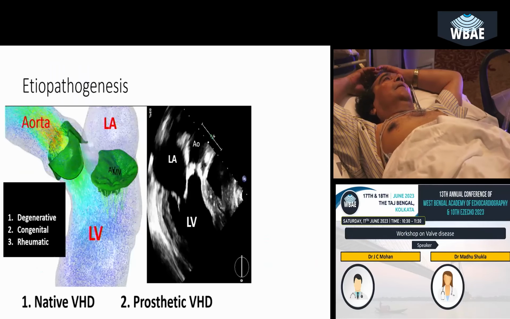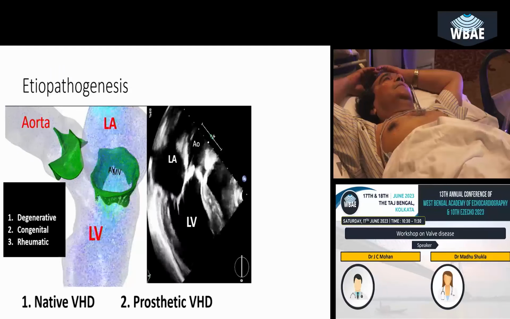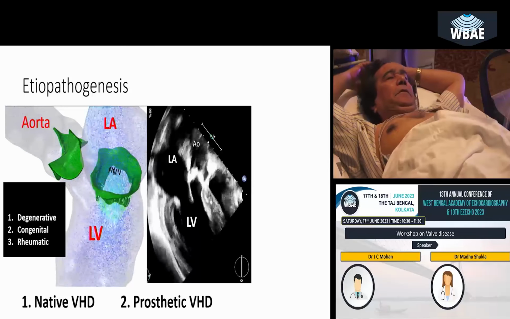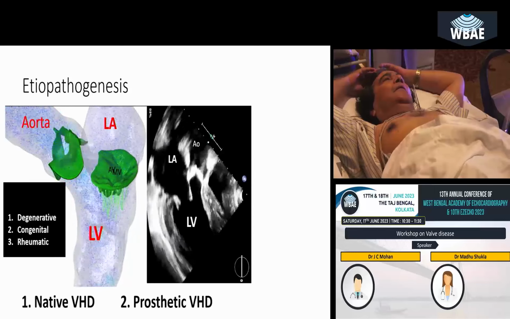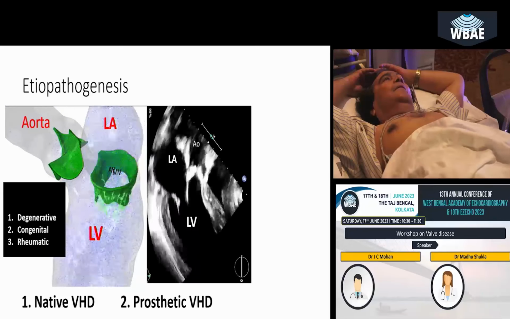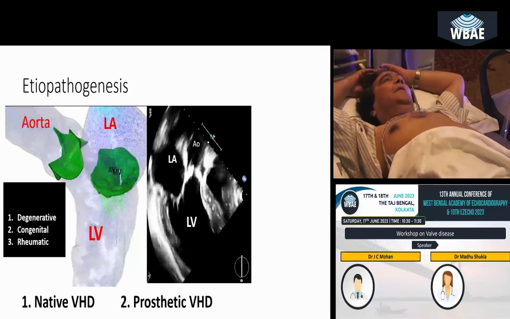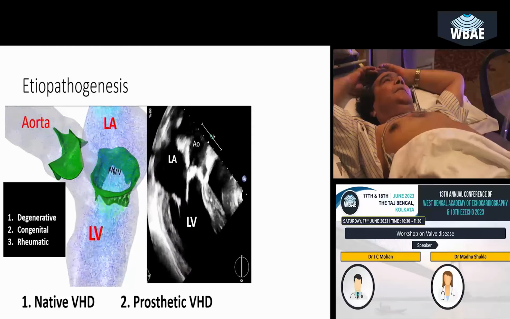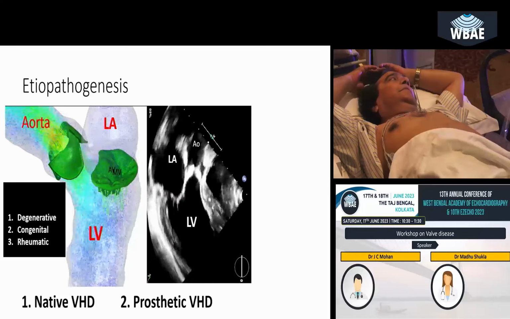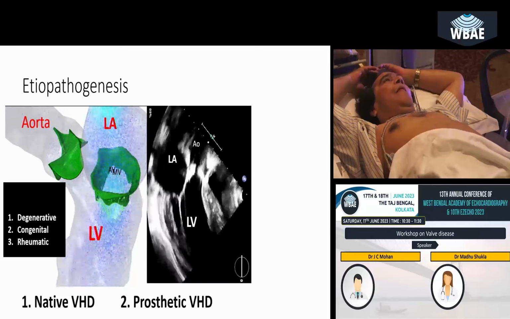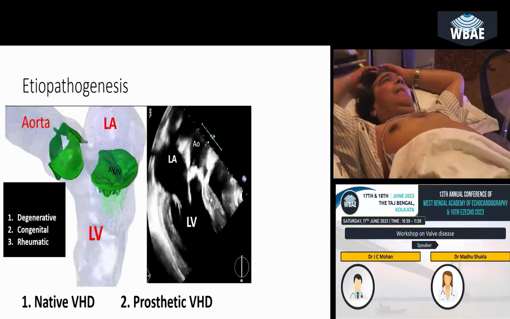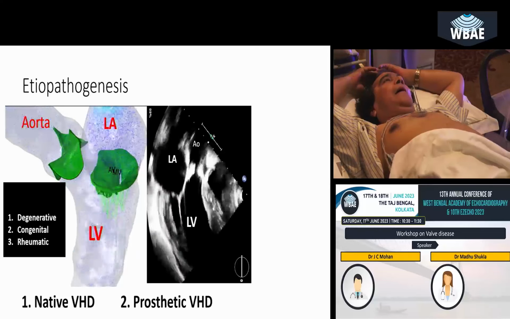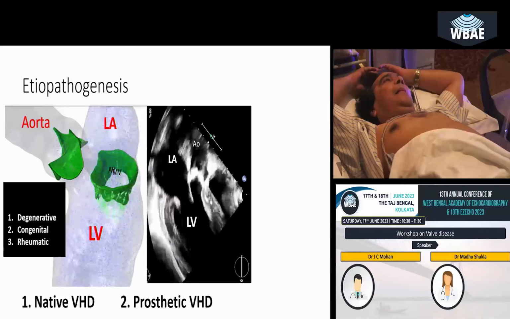As I said, etiopathogenesis is degenerative, congenital, and rheumatic. The two commonest diseases are mitral valve disease and aortic valve disease. Today, we will be confining ourselves to native valvular heart disease, hopefully. But we have to remember that prosthetic valve heart disease is also increasing significantly, and currently in this country, more than 200,000 individuals are undergoing prosthetic valve implantations.